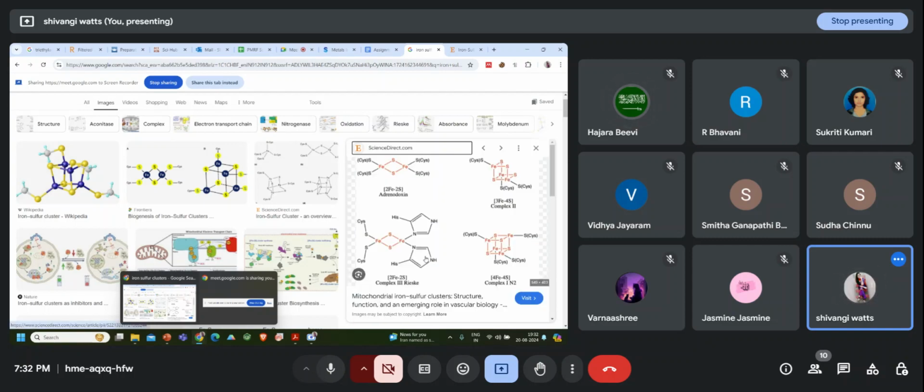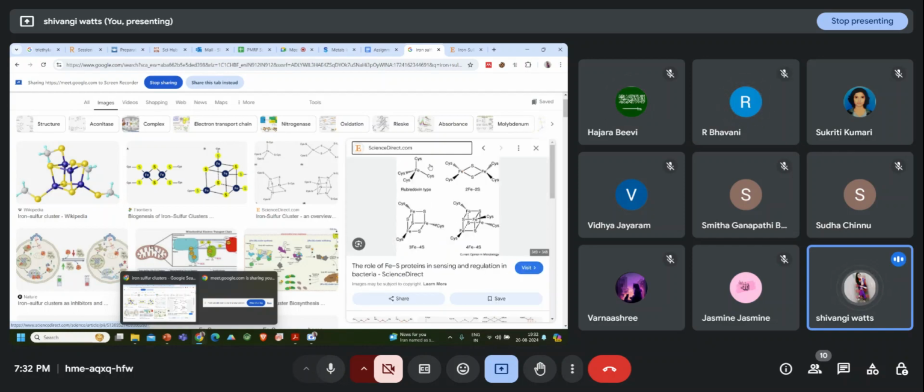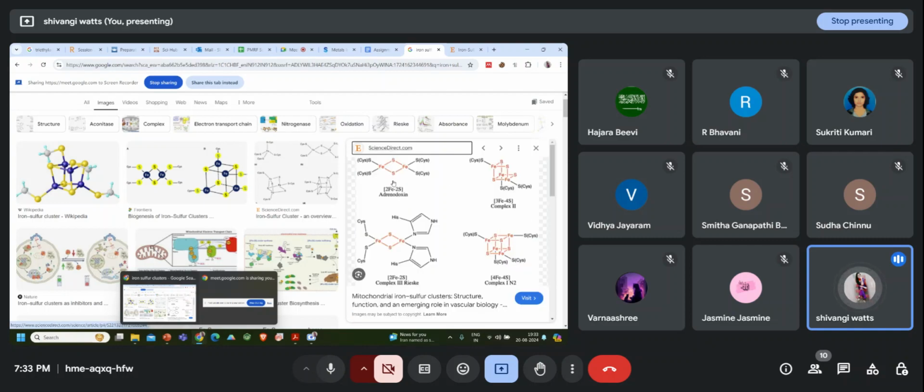You were asking the name, no? So this is one minute. The one in which no inorganic sulfur is there, that is rubredoxin. The one in which two are there, that is adrenodoxin.